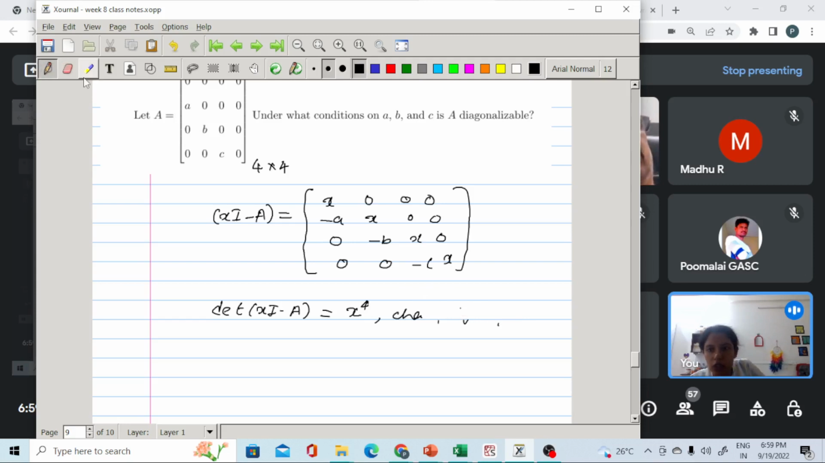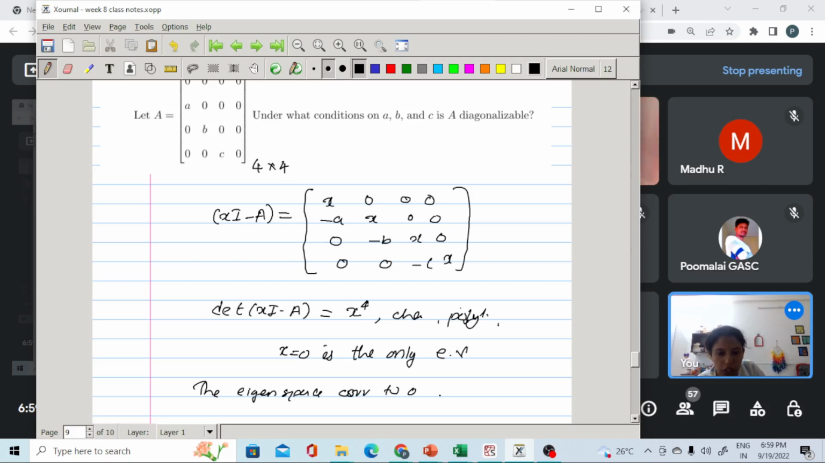So what are all the characteristic roots? x equal to 0 is the only eigenvalue. So the question is, we need this A to be a diagonalizable matrix. So the eigenspace corresponding to 0 should be of what dimension?